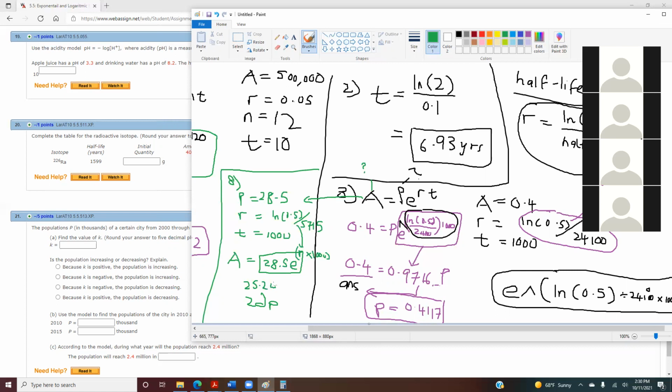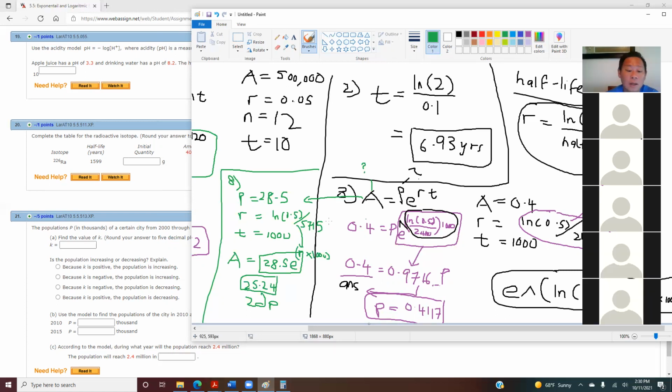This is very calculator based, so make sure you use your calculators. It's the same thing in your test. Avery, are you okay? Yeah, I got 25.24. Yep. Who got this one? Gamal, you guys okay here?